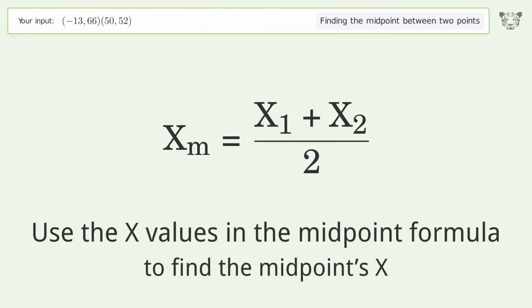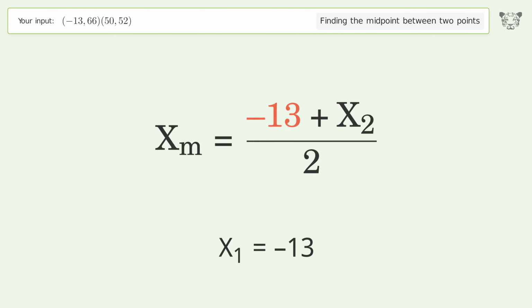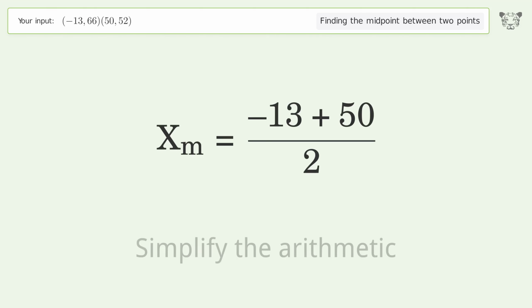Use the x values in the midpoint formula to find the midpoint's x. x1 equals -13. x2 equals 50. Simplify the arithmetic.